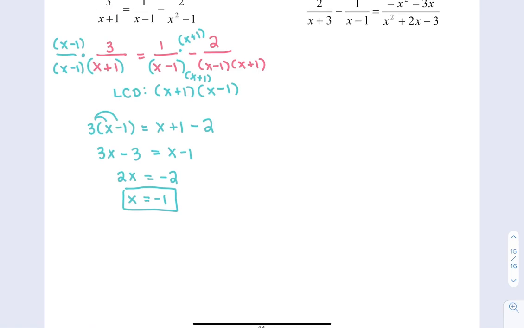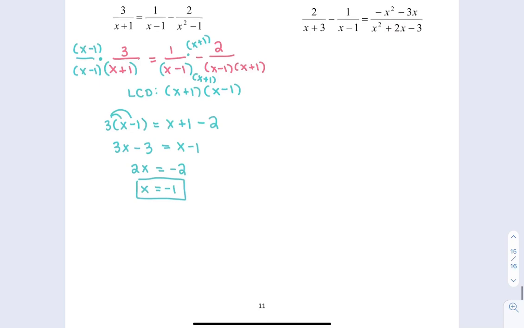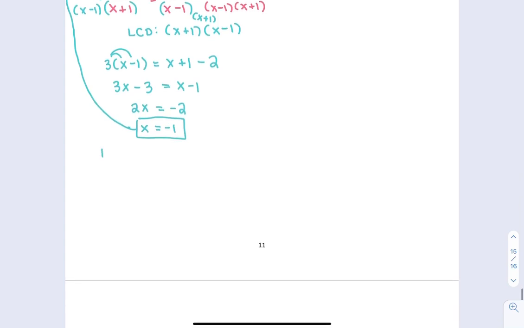But let's think about the original problem. You always want to try to plug it back into the denominator. If I plug this back in, all the way up here in that first denominator, negative 1 plus 1 is 0. So x can't be equal to negative 1. So this answer is extraneous. It's not that you made a mistake when you solved, it's that the answer actually didn't work. So that was our only option. So now our answer is actually going to be no solution.